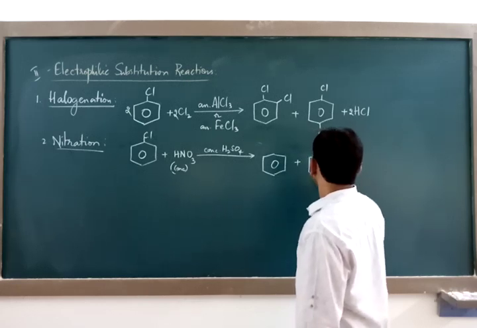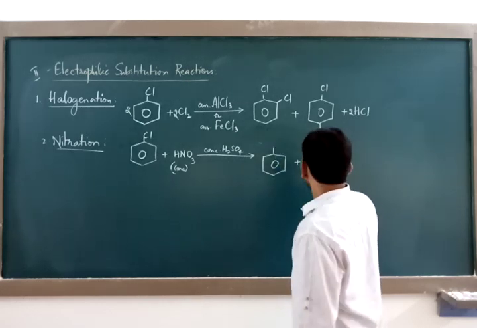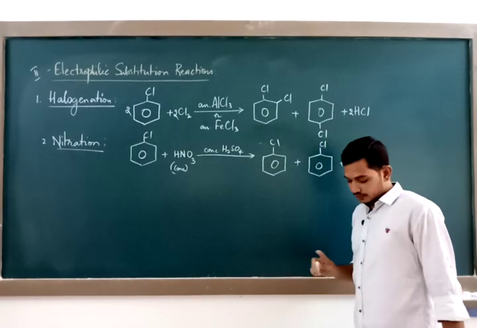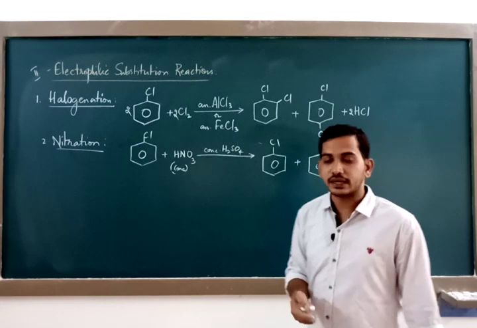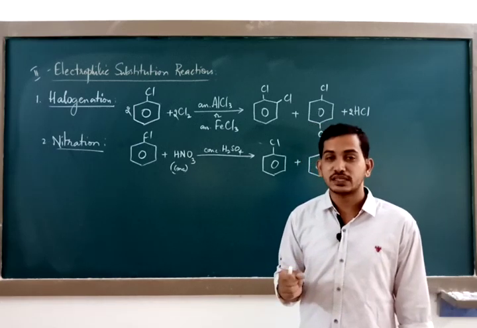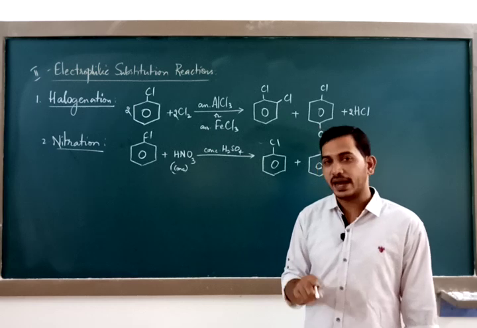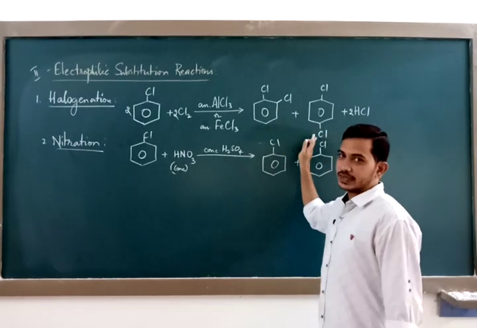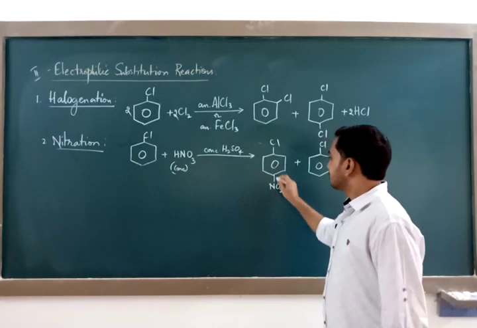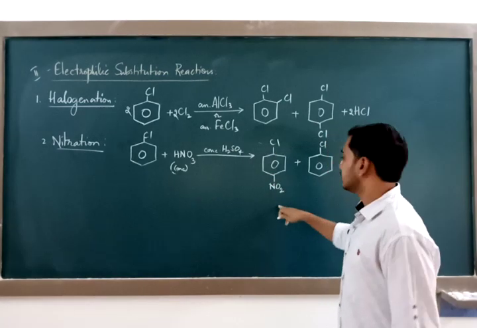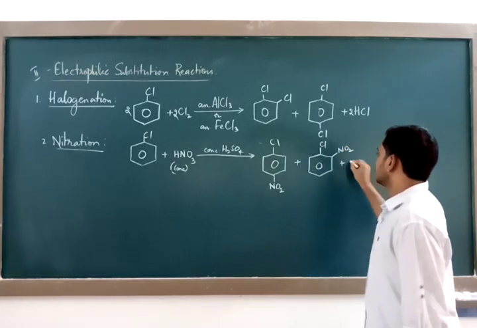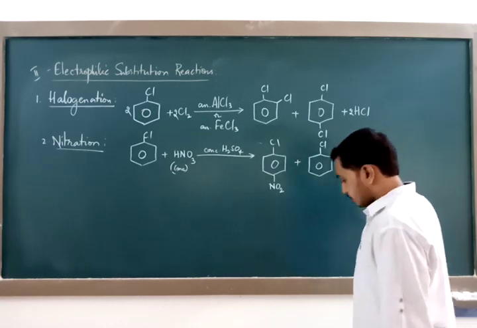Those 2 products should be, here chlorine as it is. Out of these, always practice this method. While you are writing a reaction, whichever product is formed as major, you are supposed to write that in the beginning. Do not write in this fashion. So the major product should be para-chloronitrobenzene. Minor should be ortho-chloronitrobenzene. Remaining water molecules.